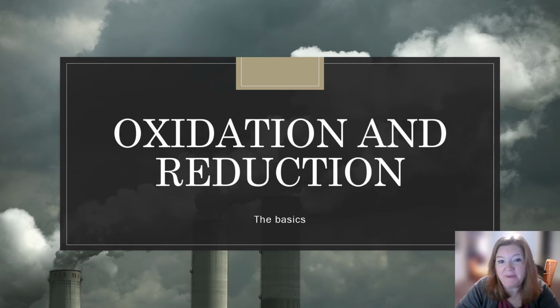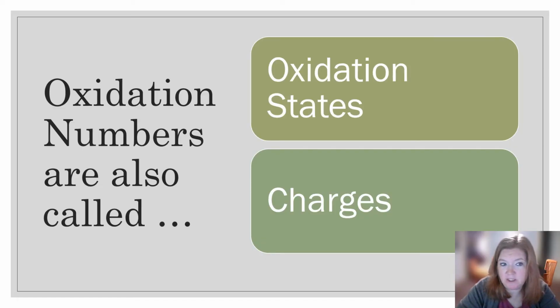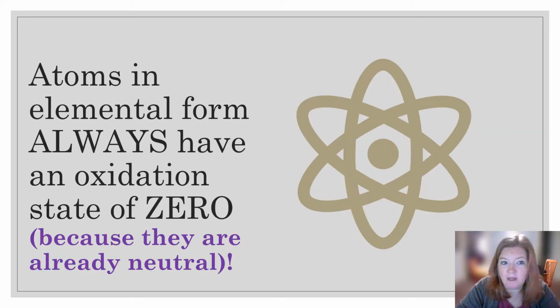All right, let's look at the basics of oxidation and reduction. Well, in order to understand oxidation and reduction, you must understand oxidation states. So let's review that first. Remember, oxidation states are also called oxidation numbers or charges. Atoms, when they're in their elemental form, always have an oxidation state or oxidation number or charge of 0 because they're already neutral.